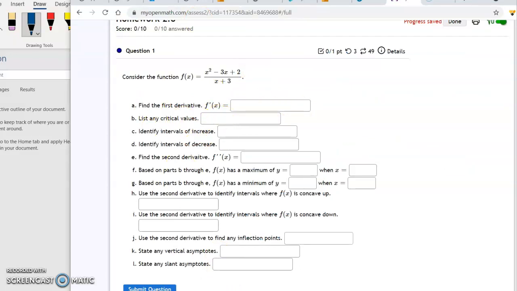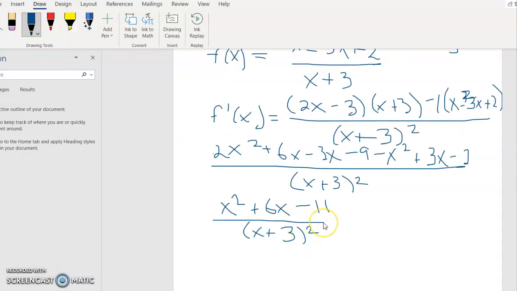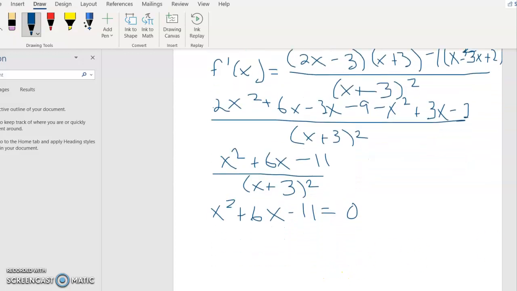But let's list any critical values. All right, so let's go back here. And we've got to set this derivative to 0. So really we're going to set the top to 0 and the bottom to 0. And I'll start with the top to 0. This is not going to factor, so we're going to have to use the quadratic formula on it and see what we get from the quadratic formula.